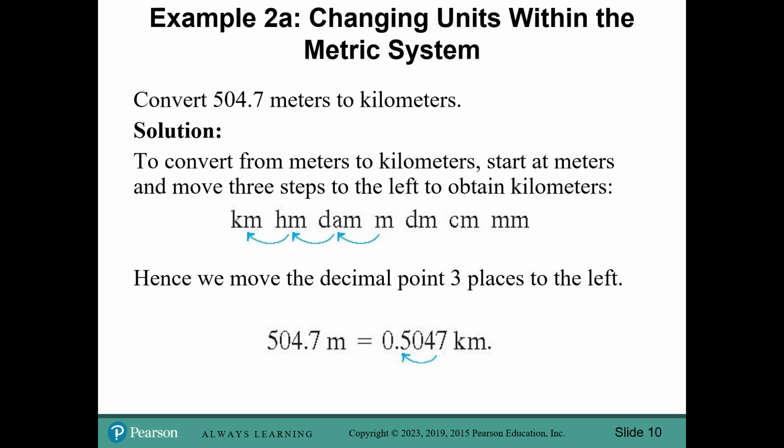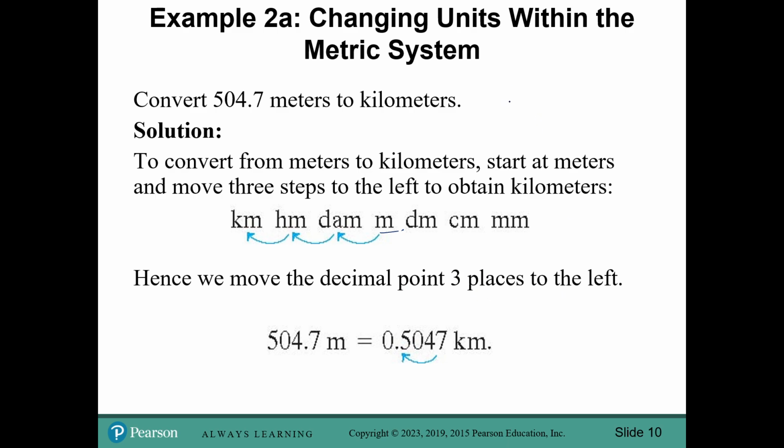Okay, so let's try this problem here. It says convert 504.7 meters to kilometers. So this is what we want to do. We want to convert this 504.7 meters to kilometers. Now, meters is right there in the middle. It's that M, obviously, here. The decimal place lies right here behind the M. And to get to kilometers, we're going to have to move 3 places to the left. So that's essentially all we're doing, just moving that decimal point 3 places to the left.